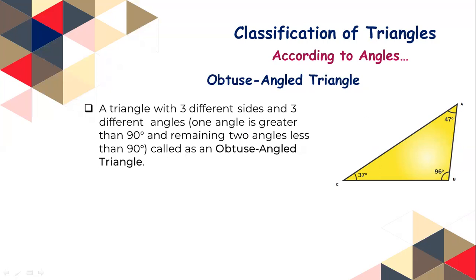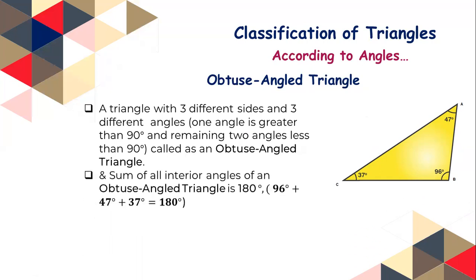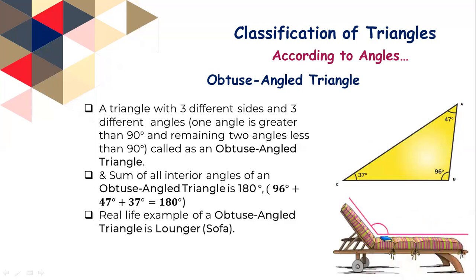Here too, the measurements of angles are different and the measurements of sides are also different, so it is also called a scalene triangle. The sum of all interior angles of an obtuse angle triangle is 180 degrees because it is a type of triangle. If you add 47 plus 96 plus 37, you will get 180 degrees. A real life example of an obtuse angle triangle is a lounger, or you can say a sofa or bed. So I hope you have understood up to here.